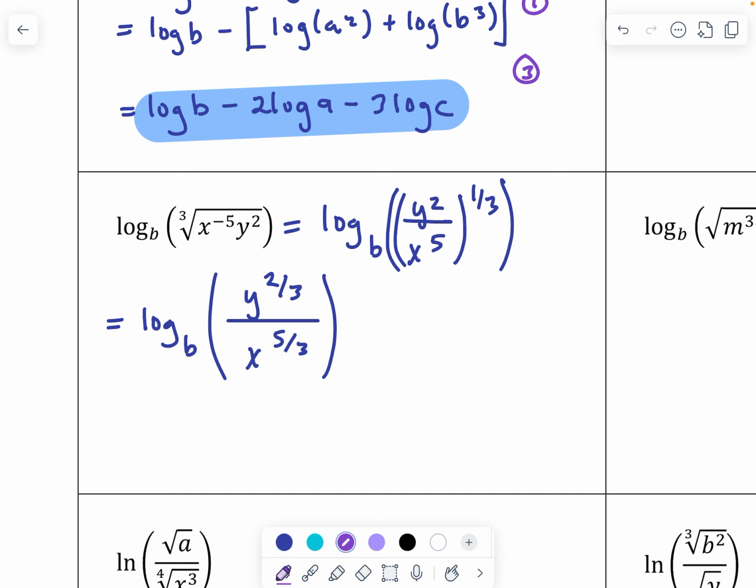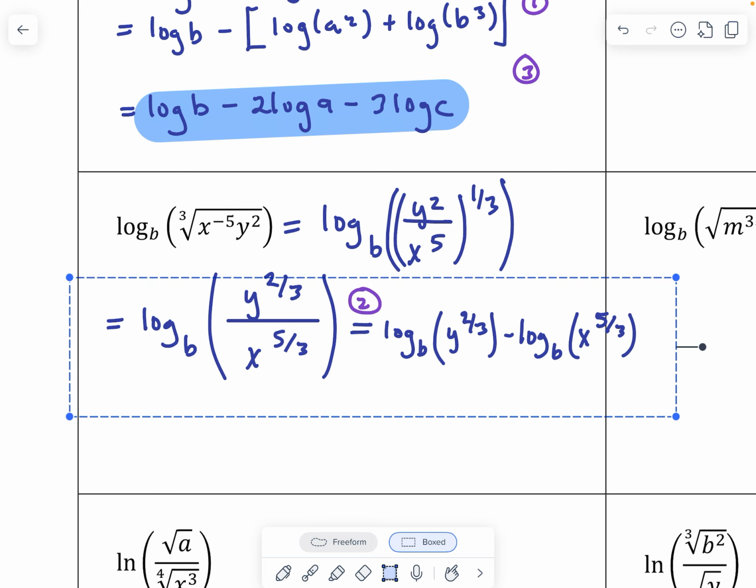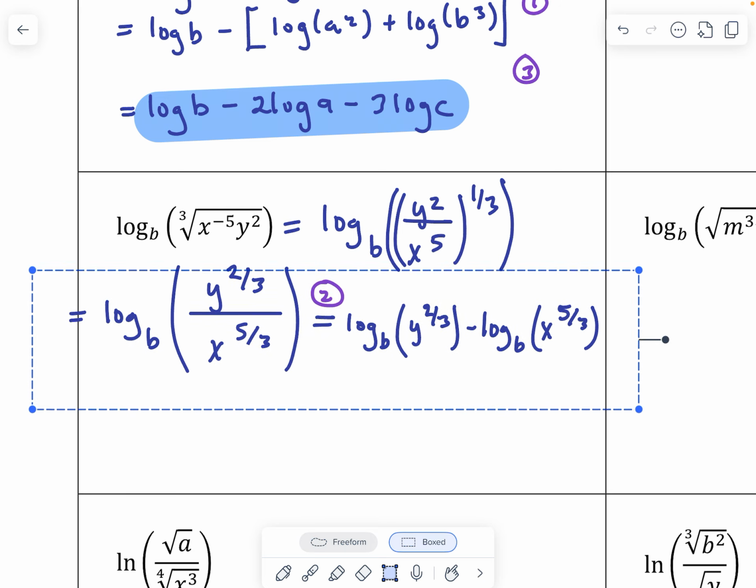Now, using property 2, the division turns to subtraction. We'll have a log, let's see if I can fit this, log base b of y to the 2/3 minus log base b of x to the 5/3. All right, benefits of an iPad here. Scoot that over.